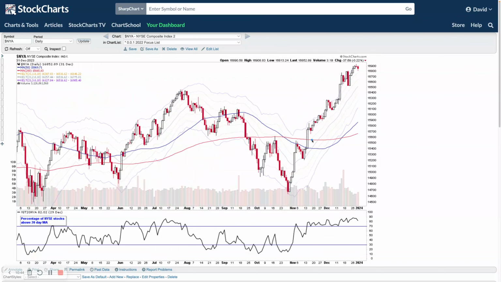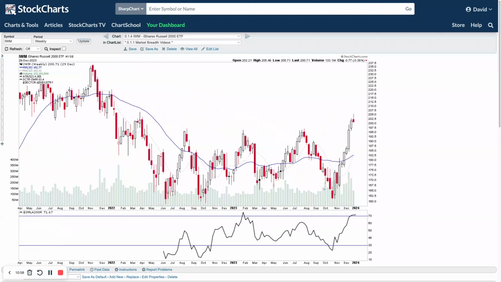You can see that above the ATR levels here, so still again above its 2 ATR level, above the 1 ATR level, so in a strong position. Room for a pullback if it needs to, and 82.02% of stocks above their 20-day moving average there. Russell 2000 finally breaking out of the broader range.